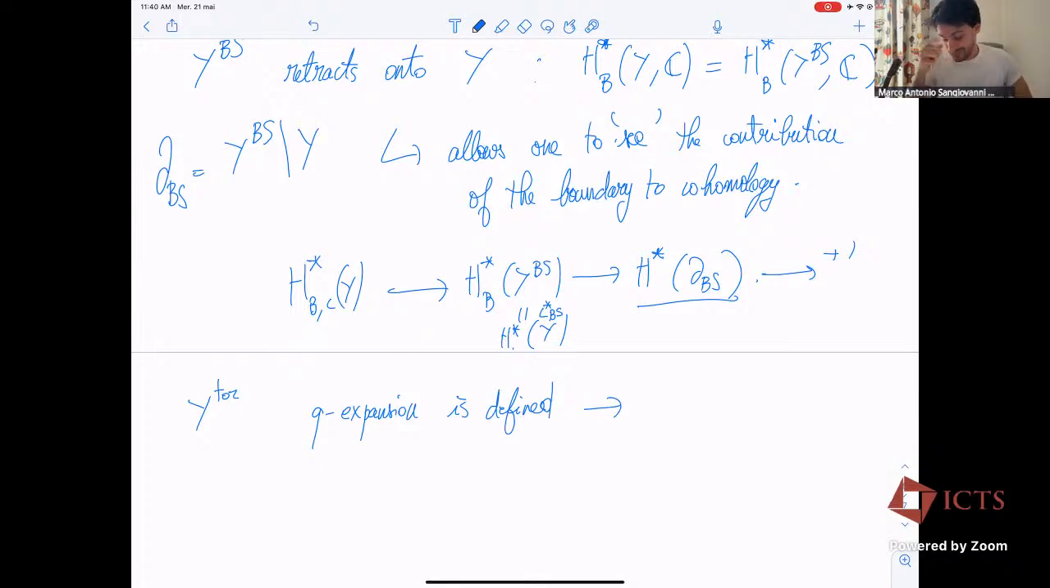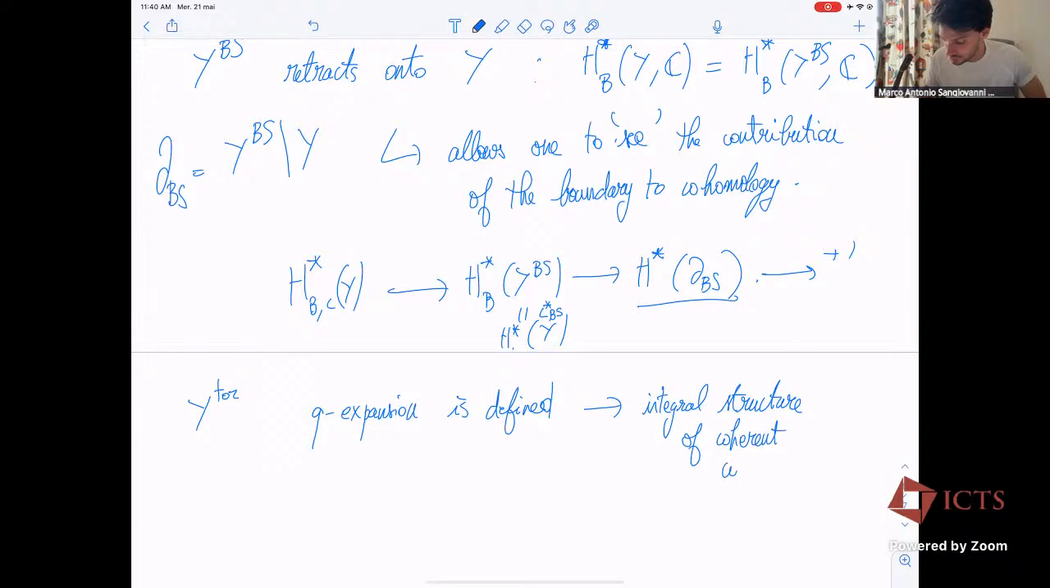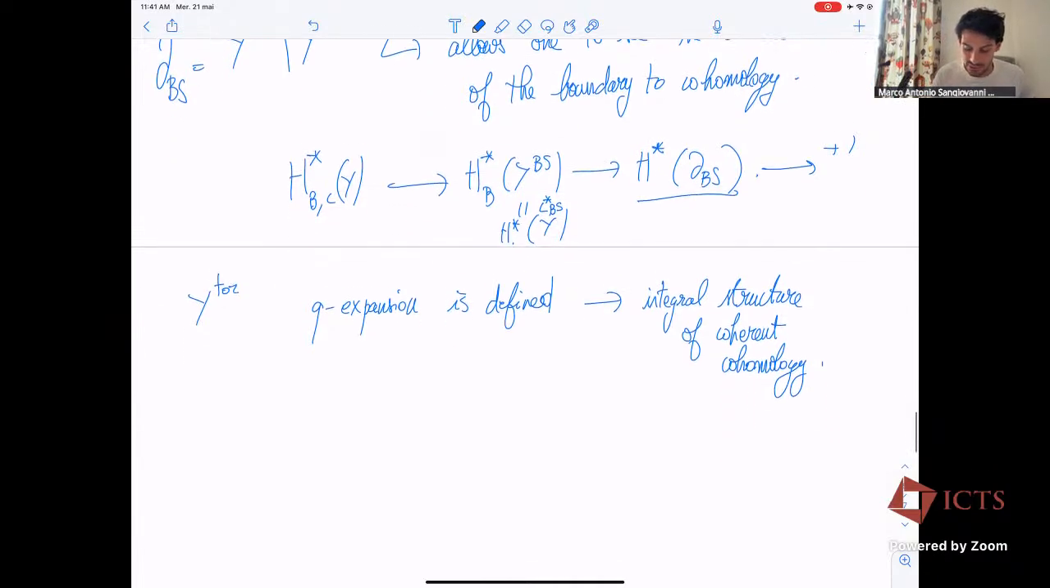And so it controls integrality, integral structure of coherent cohomology, which will be crucial for us to prove integrality of ZP integrality through integral periodic Hodge theory. So Y-Tor also plays a very important role.